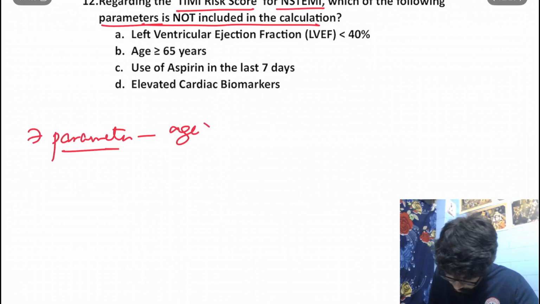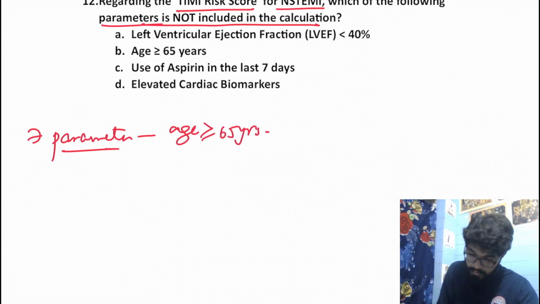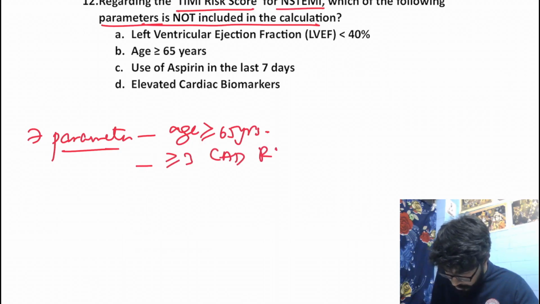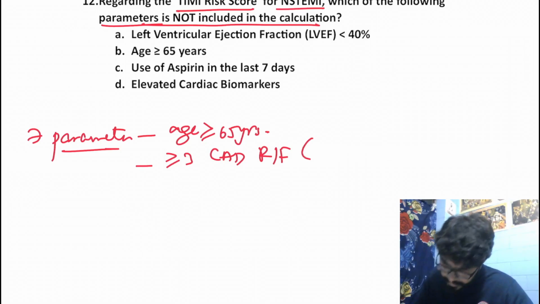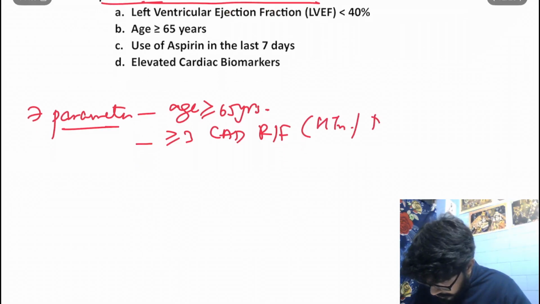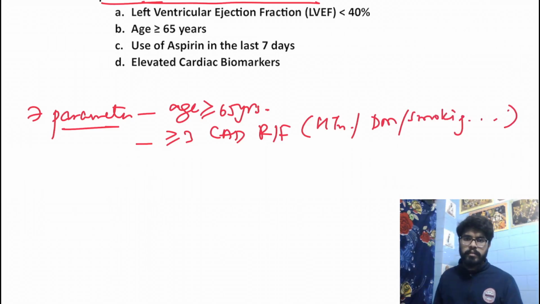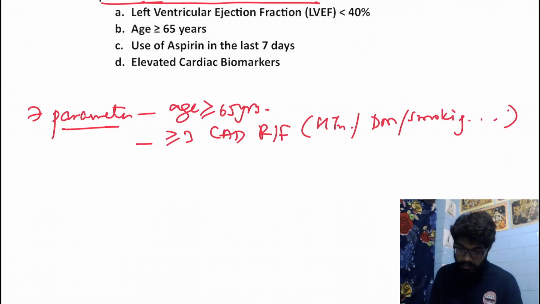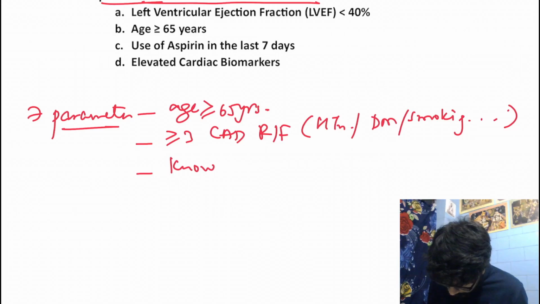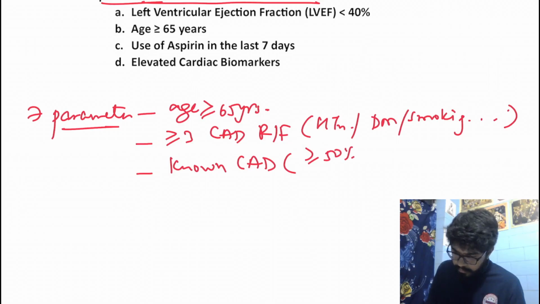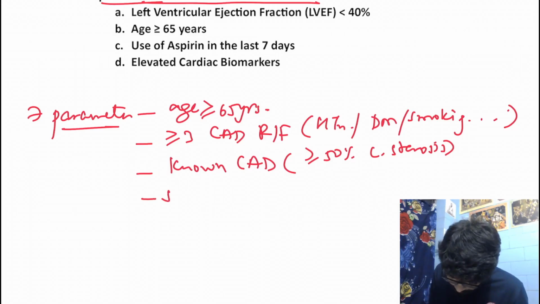Number 1 is age more than or equal to 65 years. Then more than or equal to 3 CAD risk factors. What is meant by CAD risk factors? Like hypertension, diabetes, smoking, dyslipidemia, and a lot of other risk factors, right? All the things that can lead to coronary artery disease. Then we have known coronary artery disease. What is meant by known coronary artery disease? More than or equal to 50% coronary stenosis. Okay. Then we have ST segment changes, ST segment deviation on ECG.